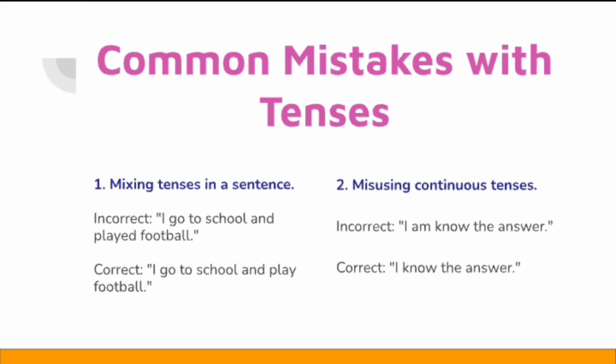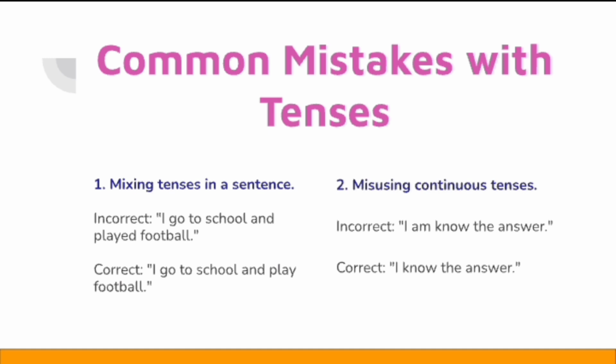Number 2. Misusing continuous tenses. Another mistake is using continuous tenses when they are not needed. For example, I am knowing the answer. This sentence doesn't make sense because know is a stative verb, not an action verb. So we don't need the continuous form. The correct sentence is I know the answer. Here we use the simple present tense to describe something true in general or right now.